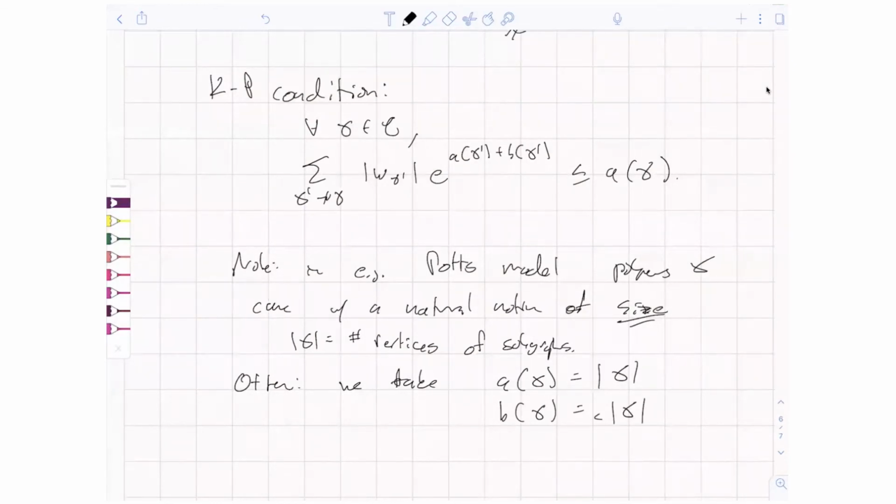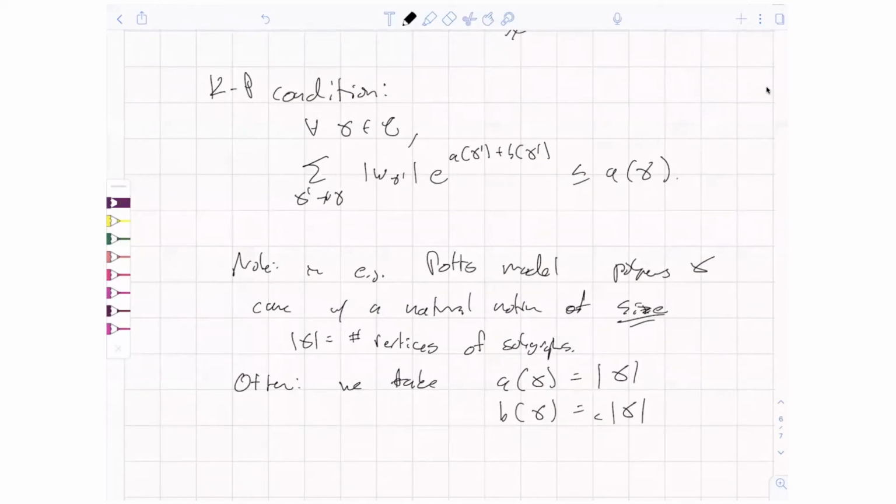Okay, and so then these functions A and B in the Kotecký-Preiss condition really have a much more natural interpretation. They're not just some arbitrary functions, but they're proportional to this notion of size, and where size really comes from the fact that these polymers live in some host graph, and compatibility is defined in terms of the graph metric on this host graph.